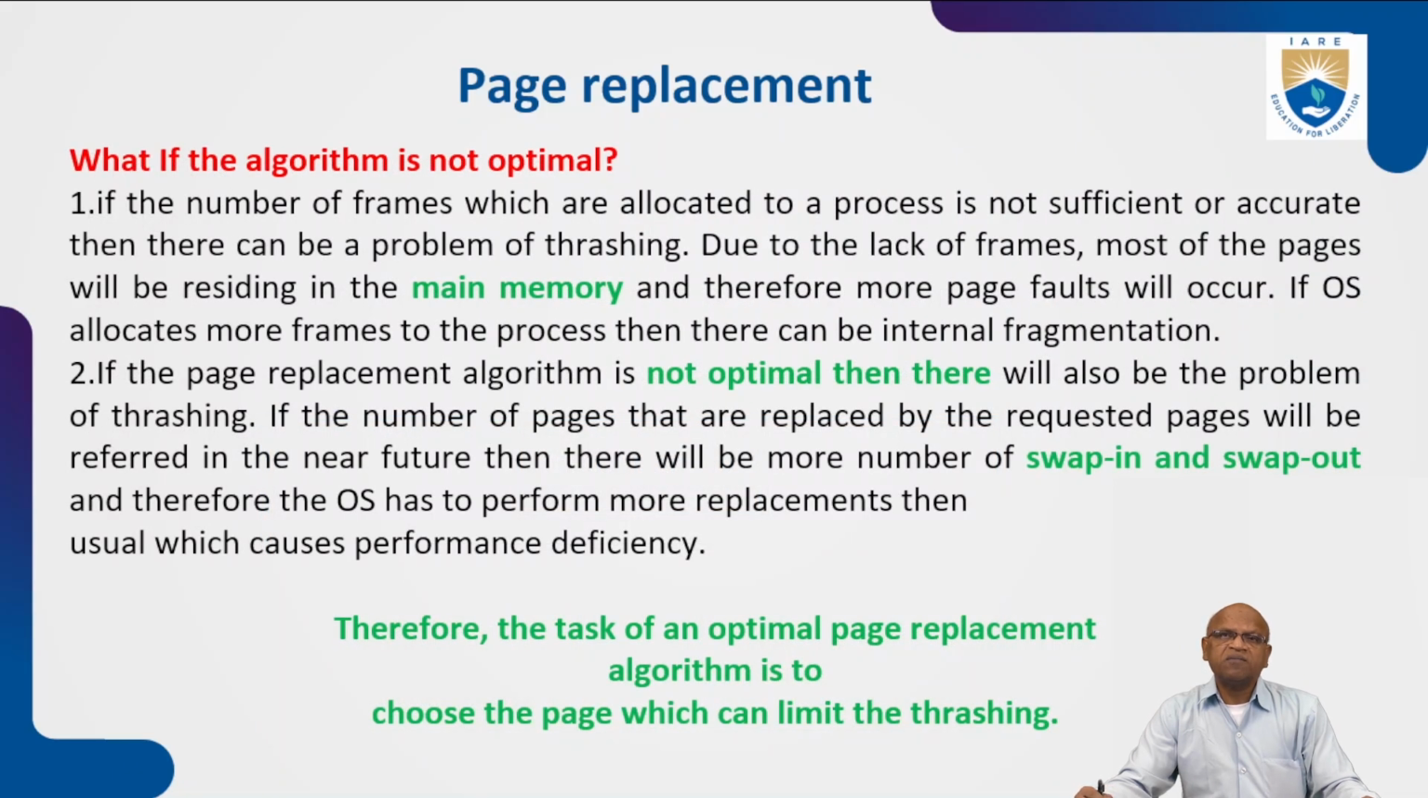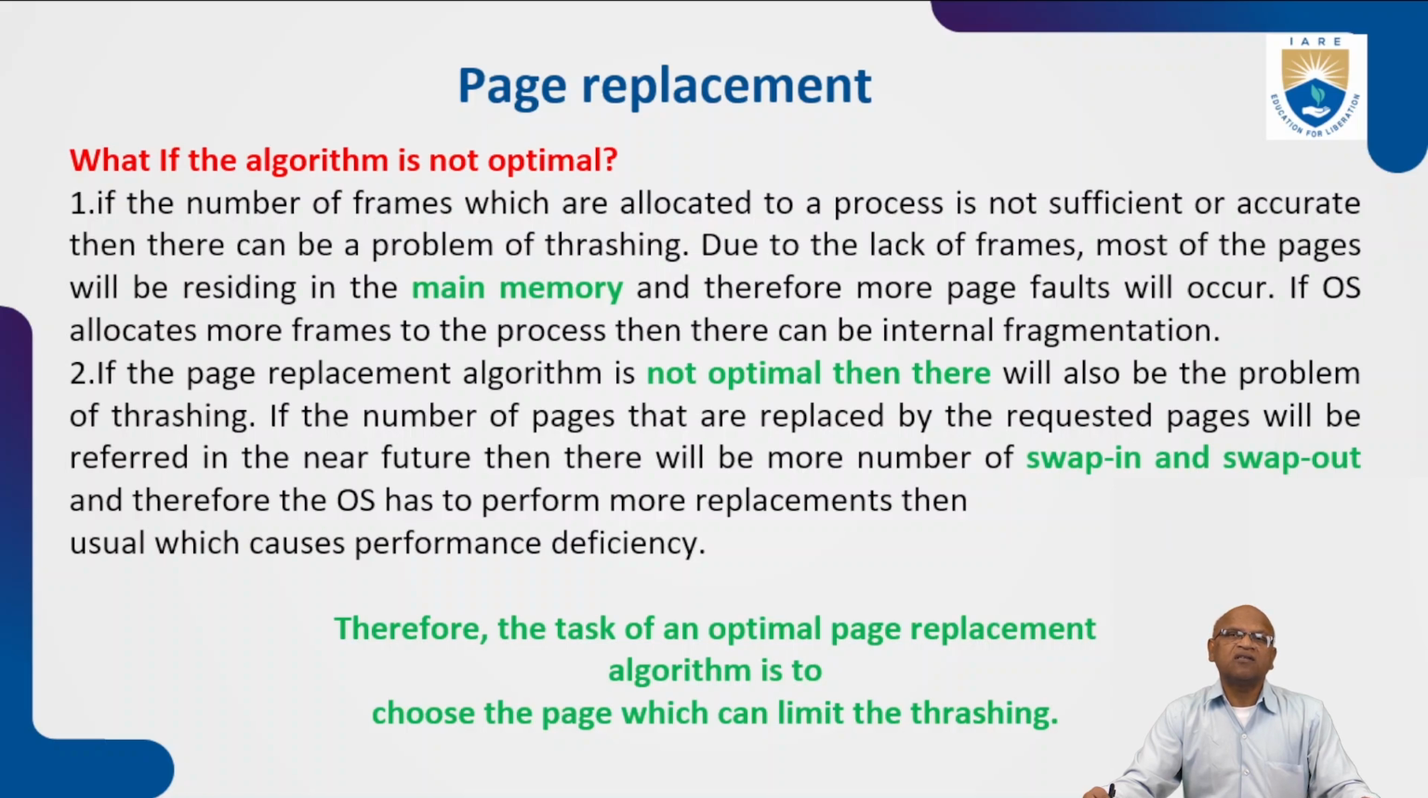If the number of frames allocated to a process is not sufficient, then there can be a problem of thrashing. Due to lack of frames, most of the pages will not be residing in the main memory, and therefore more page faults will occur. If the OS allocates more frames to the process, then there can be internal fragmentation. If the page replacement algorithm is not optimal, then there will also be the problem of thrashing. If thrashing is at maximum, the output of the system CPU drops.